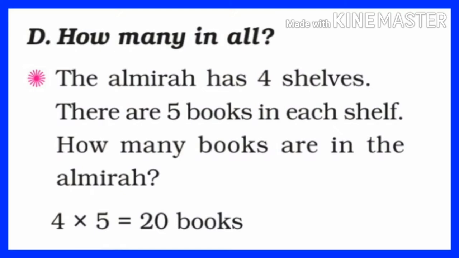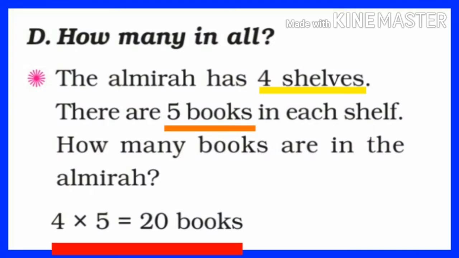Children, here you can see in the picture that there are total 4 shelves in one Almirah, that is a cupboard. Now in each shelf you can see there are 5 books. So we have to find total how many books are there in the Almirah. So we will multiply 4 by 5 and you know that 4 5s is 20. So the answer is 20 books.